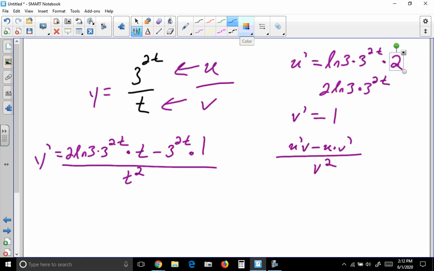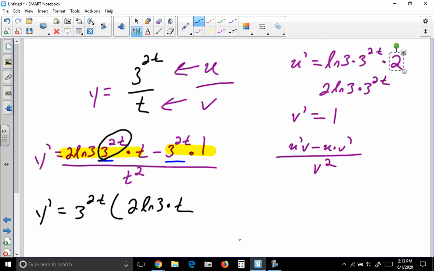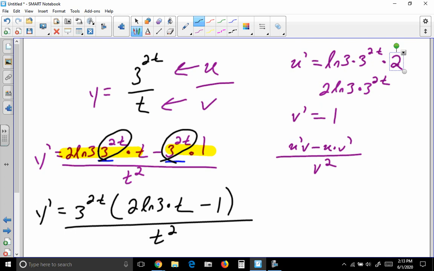The one thing we can do is both terms on top have a 3 to the 2t power. What do I mean by terms? Just a reminder is that if we have something minus something, each of those are terms. Terms means adding and subtracting, so we can factor out a common factor. If we take a 3 to the 2t out of the first term, we're left with 2 natural log 3 times t. If we take 3 to the 2t out here, we're left with a minus 1, all of that over t squared.